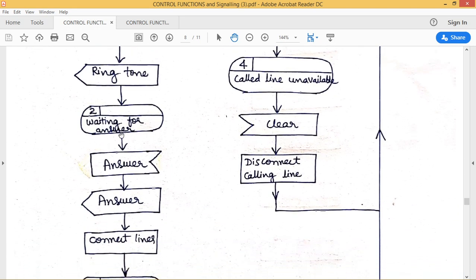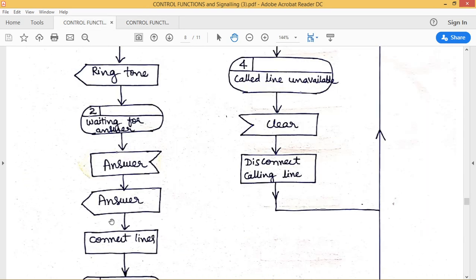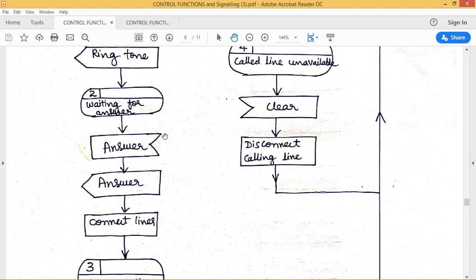So once the exchange receives the answer signal, that is, once he takes the handset, answer signal will be sent. So as we know, answer signal will be sent to the exchange, and of course this answer signal should be forwarded to the calling person. So answer signal will be received by the exchange from this person, that is what an event is, and the same answer signal should be forwarded to the calling person. So that is what action box is.